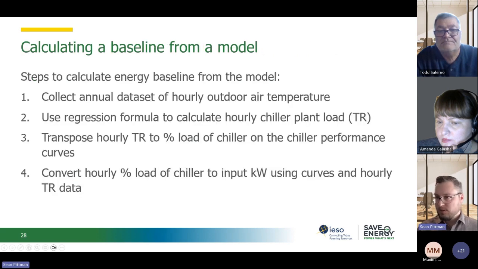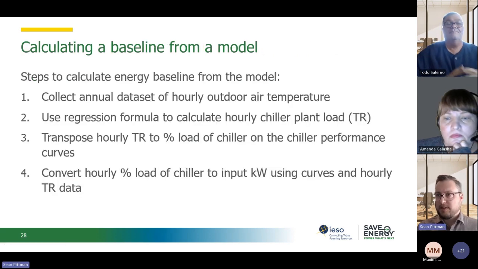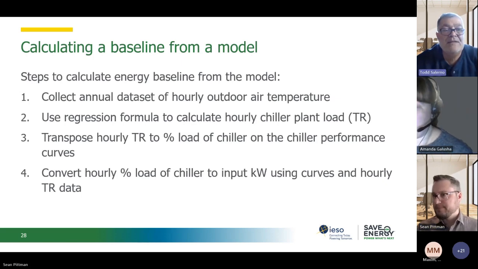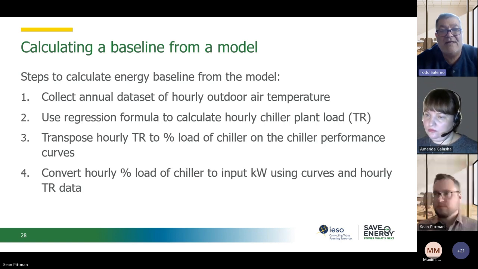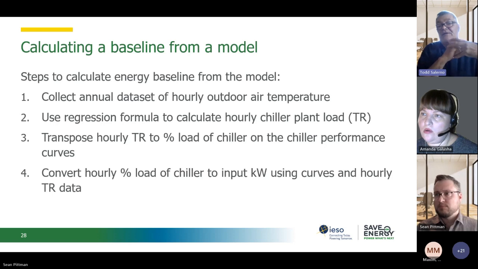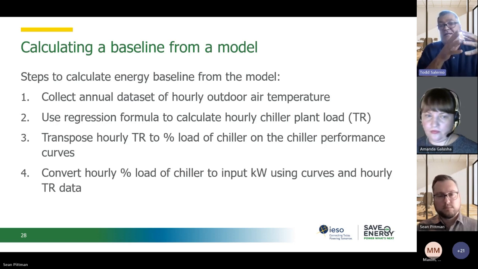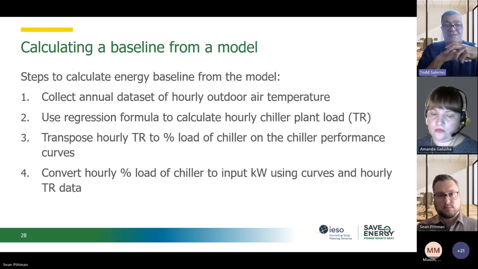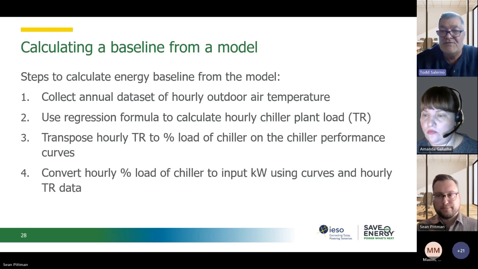Excellent. So yeah, this is I think similar, just stepping through the process you just described there, right? Yeah, like the annual data set of hourly outdoor air temperature. So we use the hourly temperature data to calculate what the hourly chiller plant load would be. And then we use the actual performance data of the existing units, as well as the proposed unit, to calculate the difference in what the loads would be.